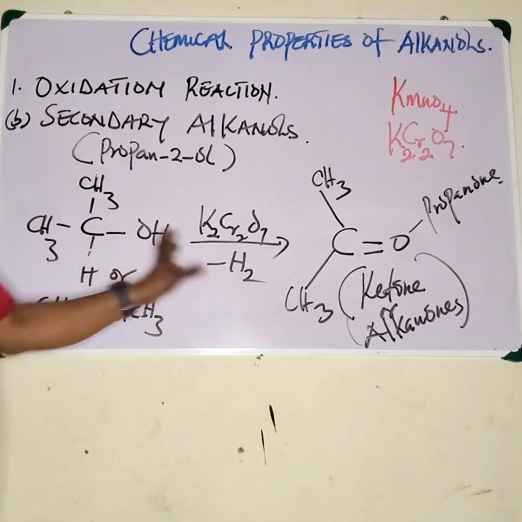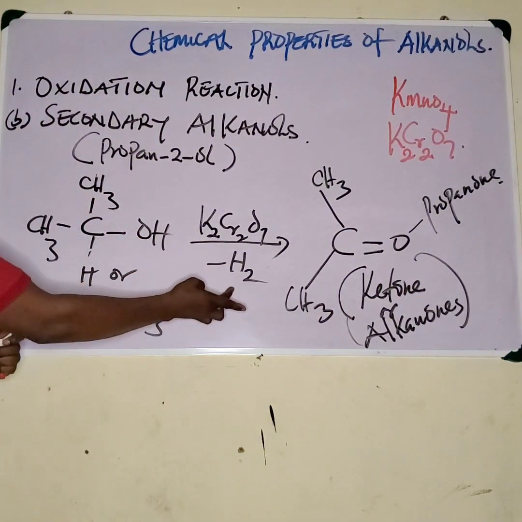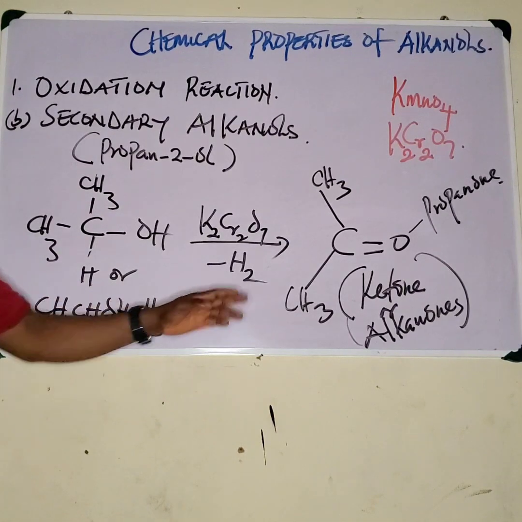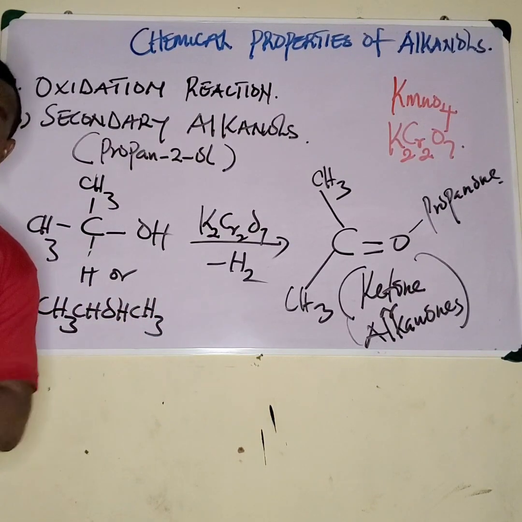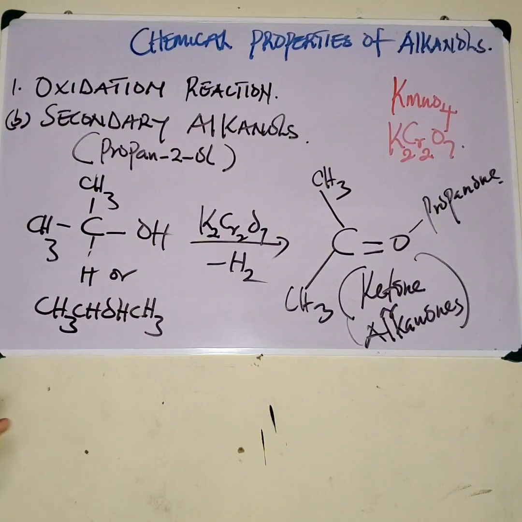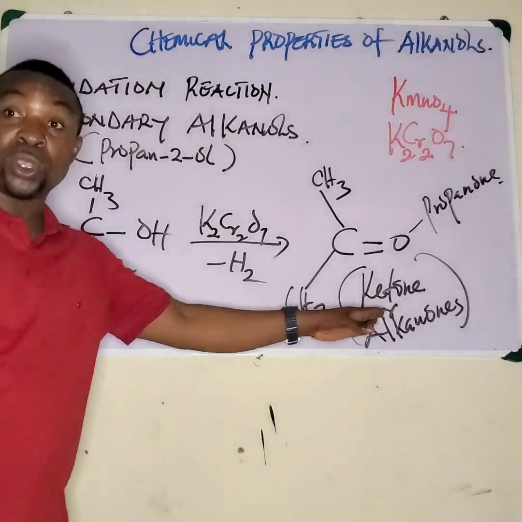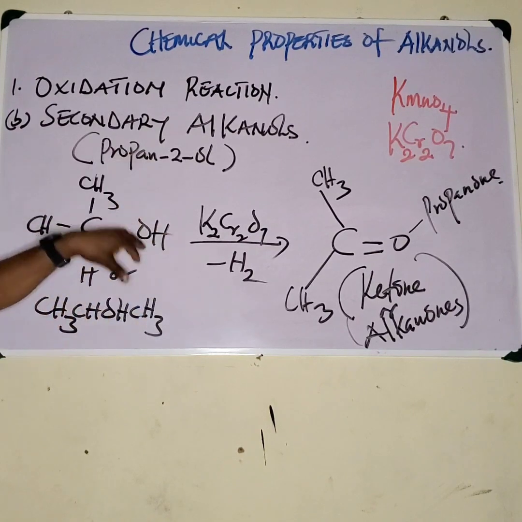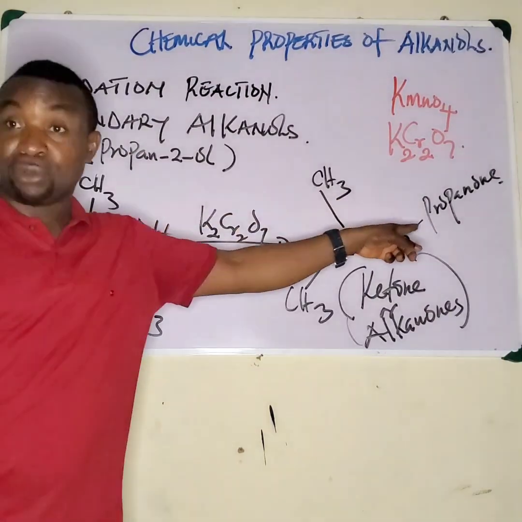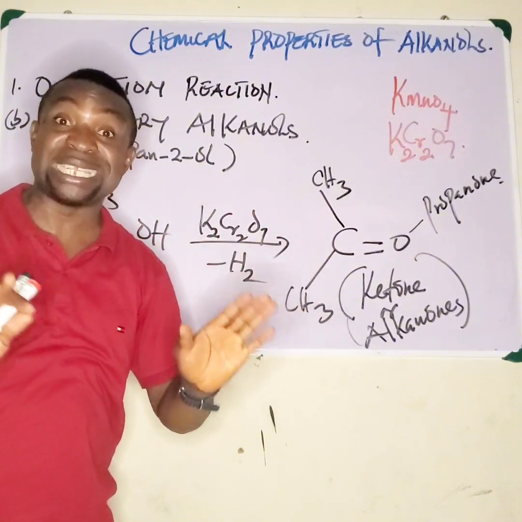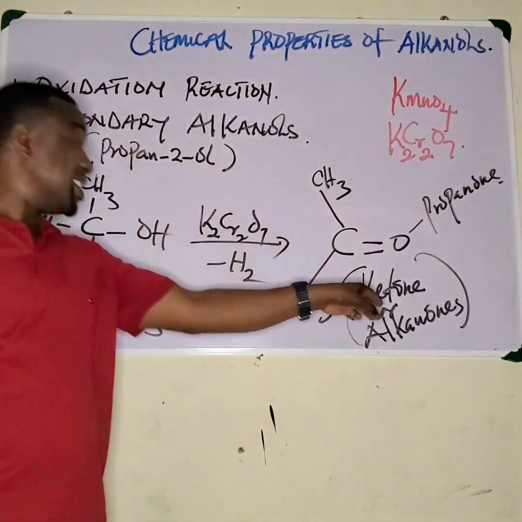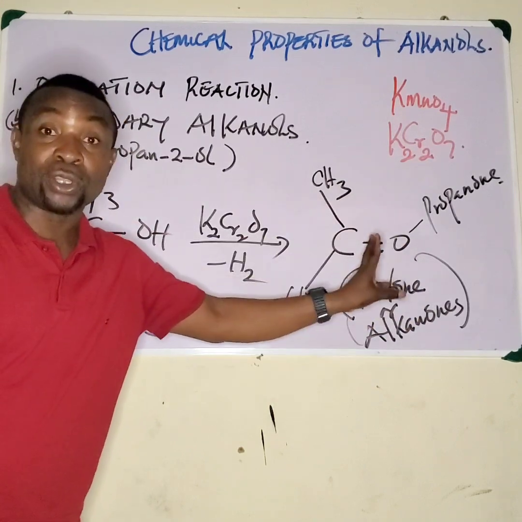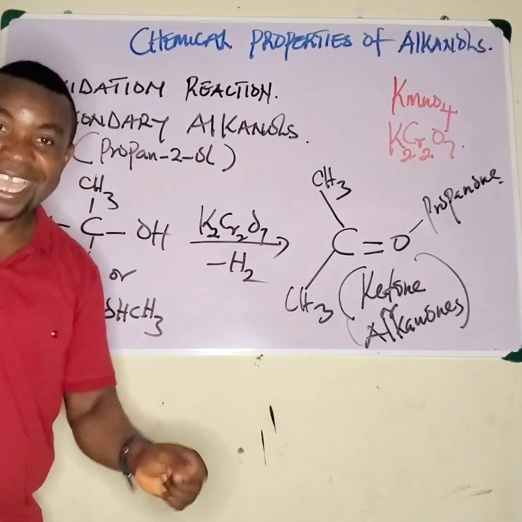It simply means that this compound lost 2 atoms of hydrogen. So primary alkanols will give us ethanoic acid, while secondary alkanols will give us their corresponding ketone. So if this is maybe butan-2-ol, it will also give us butanone. Okay, that is exactly what it means. So they will give us their corresponding ketones or alkanones, and this is the product of the reaction.